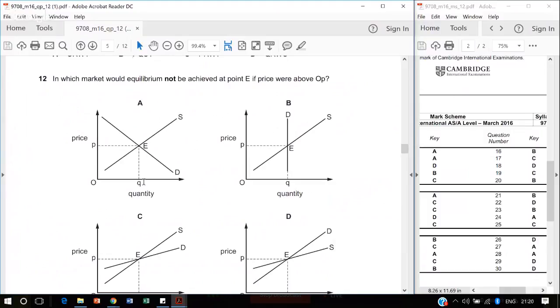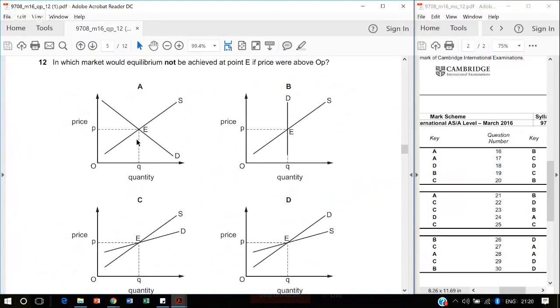In which market would equilibrium not be achieved at point E if price were above OP? Okay, so we're looking at where equilibrium would not be achieved at point E if the price were above OP. If the price were above OP here, then we'd end up here. So there'd be a higher quantity supplied than demanded. So there'd be excess supply, and that would push the prices down. And we would end up back at E.